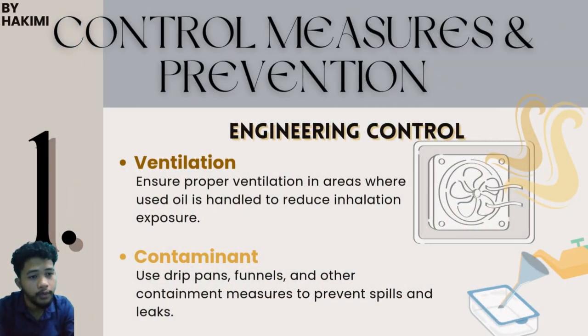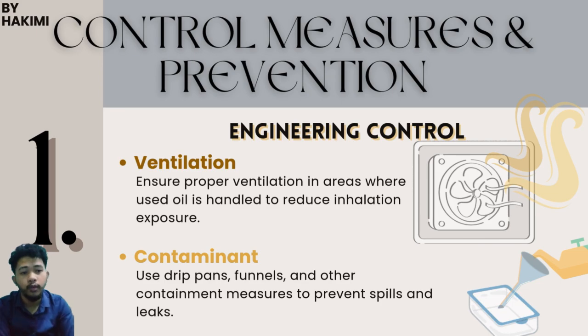The first countermeasure and prevention is engine control. The first one is ventilation. We implement ventilation in the place where used engine oil is available, to ensure proper ventilation in areas where the used oil is handled, in order to reduce inhalation and exposure. By doing this, we can prevent the effects or symptoms which can happen if we inhale or are exposed to the used engine oil.